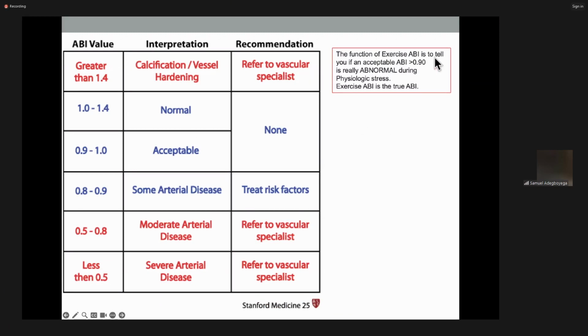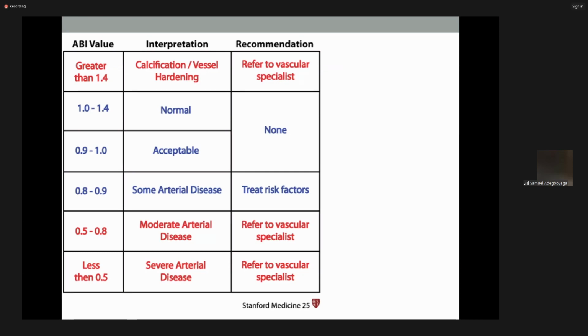The function of the exercise ABI is to tell you if you have an acceptable ABI. If you have a patient that's got an ABI of 0.9 to 1.0, let's just say 0.91 to 1.0, that is acceptable. That's okay. If you see that, right, Cheyenne, should you order exercise ABI on a patient that's complaining of calf pain?